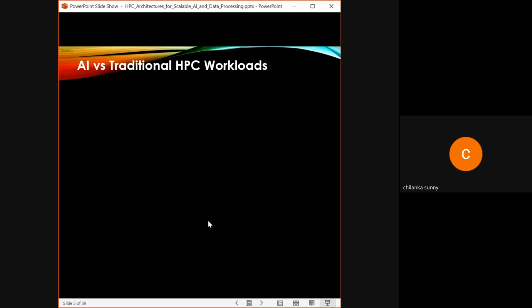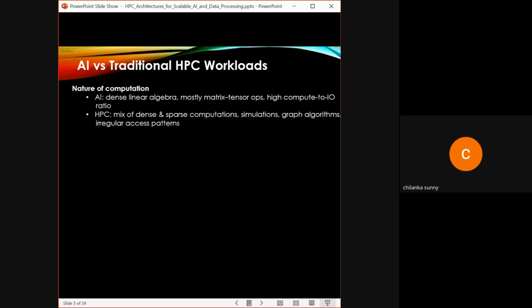Now it's important to understand that AI workloads are not just another HPC workload with a different label. They have unique characteristics. First of all, the nature of computation in AI, especially in deep learning: most of the heavy lifting comes from dense linear algebra, matrices, and tensor multiplications. So these operations are highly regular and compute intensive, meaning that once the data is loaded, the GPU or the accelerator is kept busy with a high compute to IO ratio.